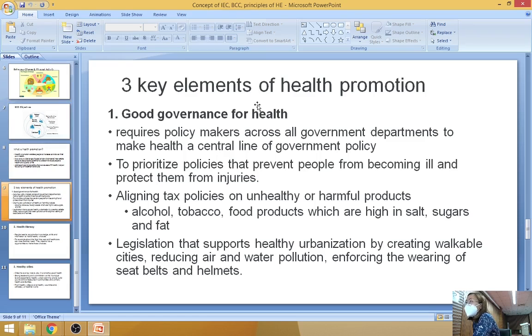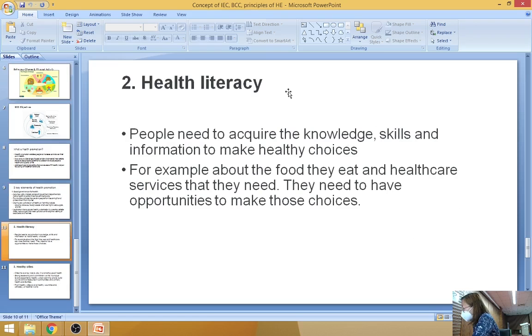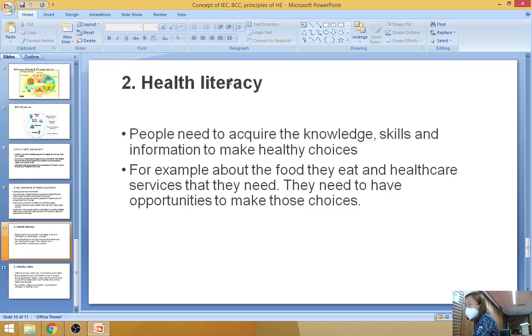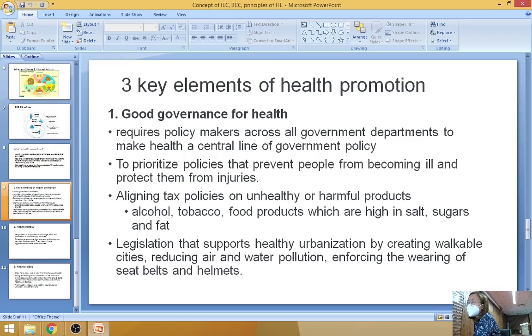So three key elements of health promotion are there. First is good governance for health. Second is health literacy. Then third is healthy cities. First, let's see this good governance of health. So we require policymakers across all the government departments to make health a central line of government policy.